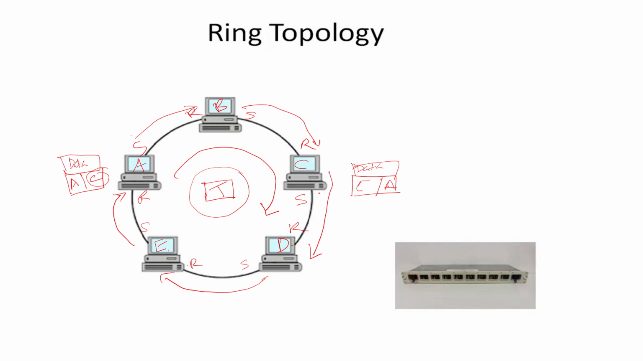And physically it looks like this. We have a device known as a multi-access unit, MAU, and we will have multiple ports here.